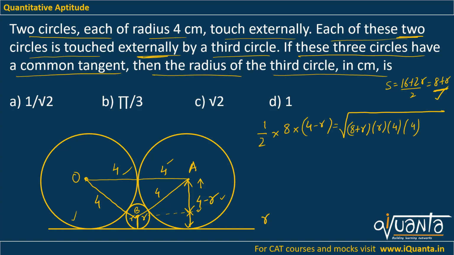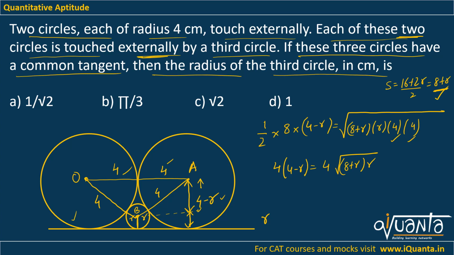Now I can equate these two and find the value of r. So I can simply write this as, here I'll get 4 minus r. Under the root I have two 4's being multiplied, so it will become 4 squared inside the root and one 4 will come out. I'll get root of 8 plus r into r.